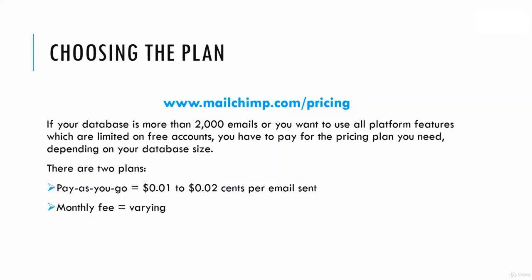So there are 2 plans: pay-as-you-go, which is 1 to 2 cents per email sent, or the monthly fee, which is a varying price. Pay-as-you-go is better if you have a small email database and don't send many emails each month, but you still want all those MailChimp platform features unlocked, unlike the free version. But usually as your list grows, even if you only send 1 or 2 emails a month, the monthly package pricing is almost always better.